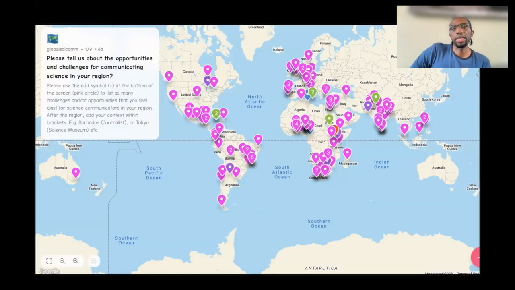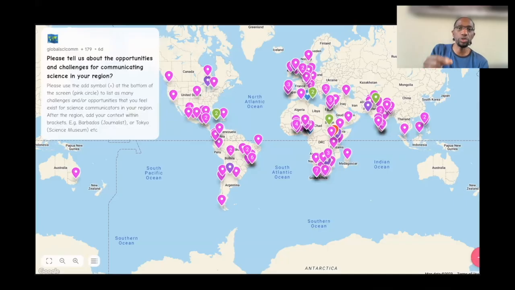Another important thing that we were able to gather is that people have different opportunities and challenges across the world. Some are very unique and some are similar. And I thought it was important for everybody to be able to share what types of opportunities and challenges they had in their part of the world. And so we had this map that is still available for you to add to yourself. So if you want to add your own challenges and opportunities in your region, please do.